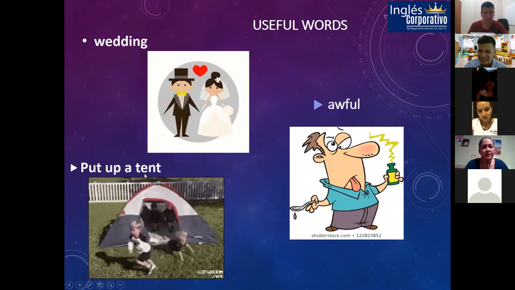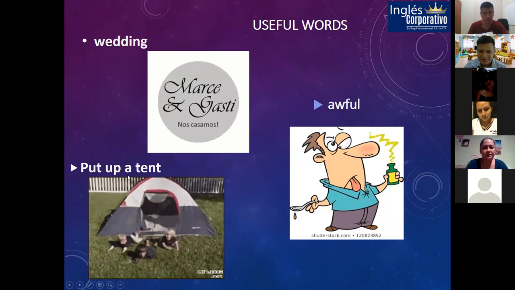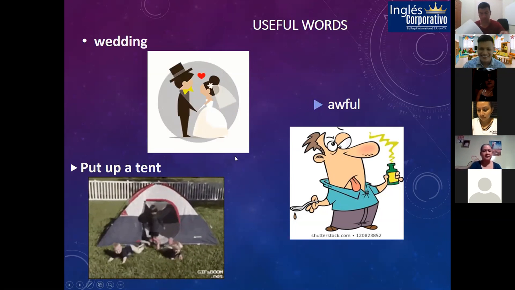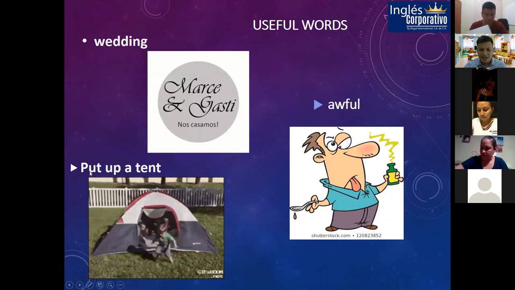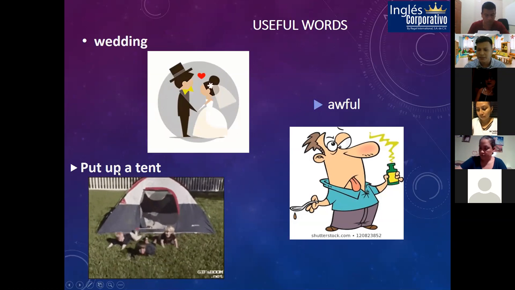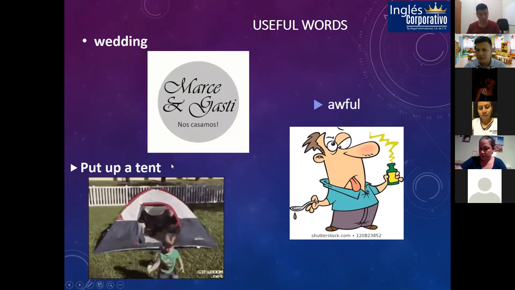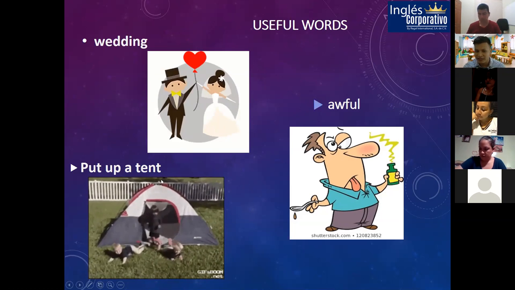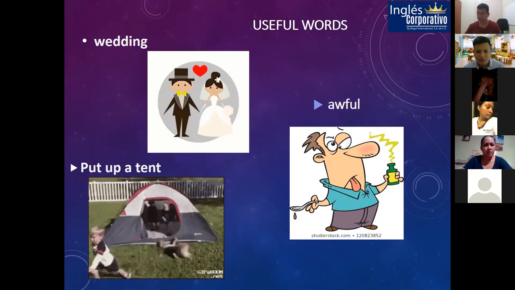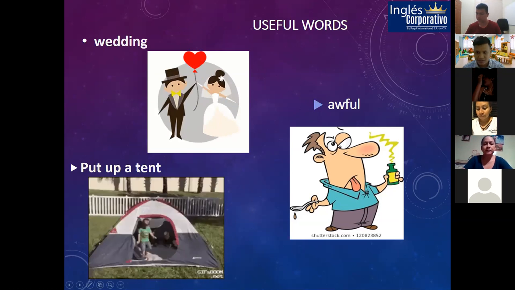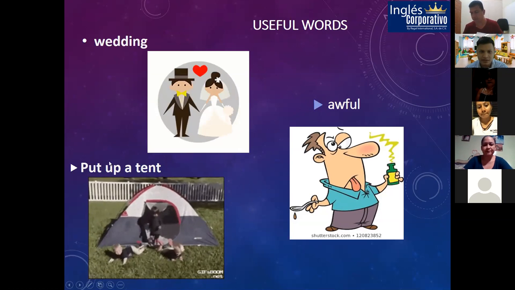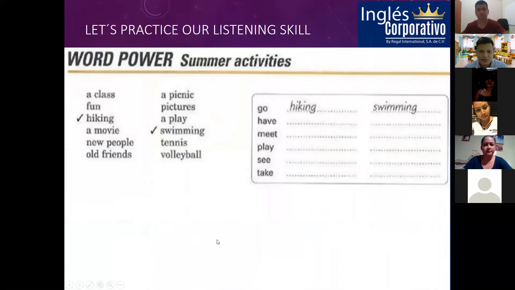What about this one? Put up a tent. Poner una tienda de campaña, levantar una tienda. When we say put up, es cuando establecemos un hogar temporal. Put up a house in the forest, podría ser de rocas, or it could be of wood, right? De madera. Okay, put up a tent. Very good.